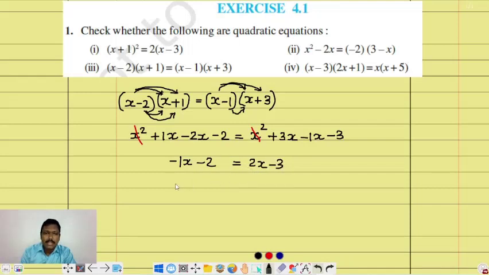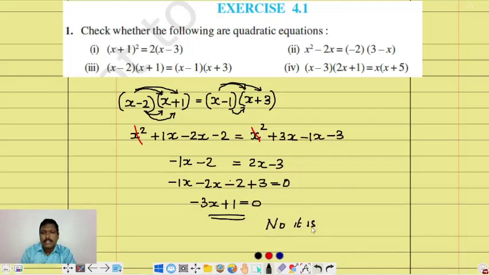So this 2x you can take to this side, then minus 1x, minus 2x, minus 2, minus 3, change it to this side, it will be plus 3 is equal to 0, that is minus 3x plus 1 is equal to 0. This is not a quadratic equation. This is not in the form of ax squared plus bx plus c equal to 0. So you can say no, it is not a quadratic equation.